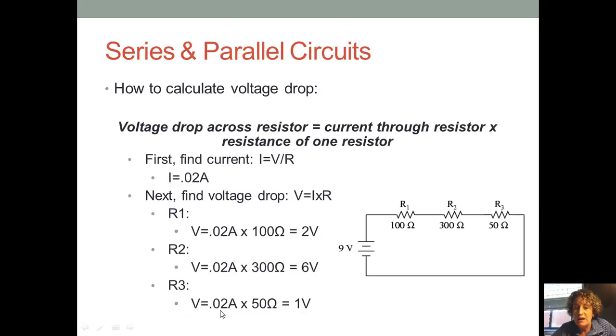And resistor 3, again, we know current is 0.02 amps. We know that we have 50 ohms of resistance. 0.02 times the 50 ohms gives us 1 volt.